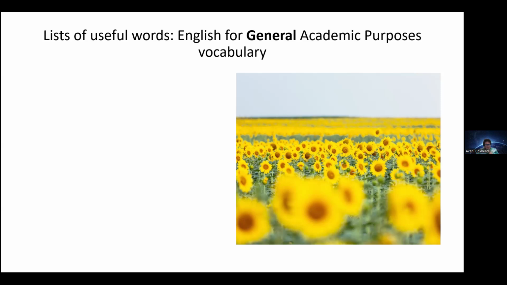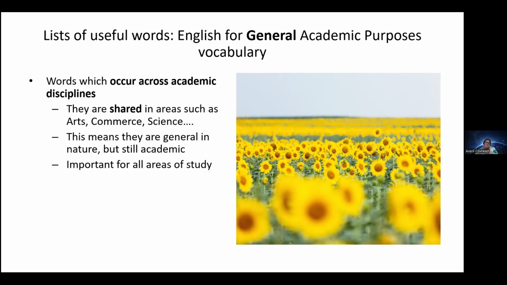So we can look at, for example, lists of useful words. These are words that occur across academic disciplines, and they are shared across those different areas. So they're general in nature, but they're still academic. And the reason we know they're academic is because when you take the academic word list research that I did years ago and run it across a fiction corpus or a newspaper corpus, you'll see that they occur very, very rarely in the fiction corpus, and in the newspaper corpus, but nowhere near as often as they do in the other areas.